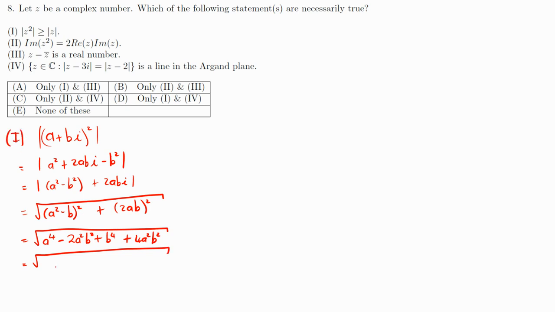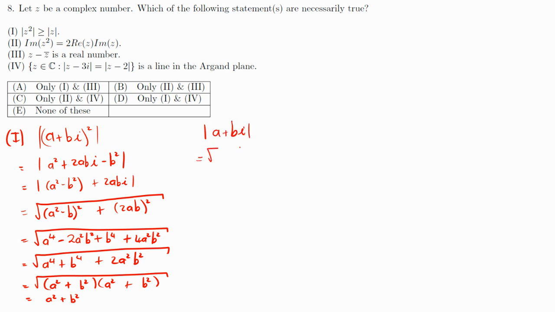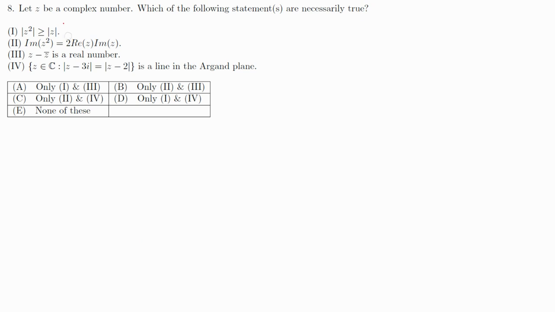So remember, this is for I. Okay, and this is a to the power 4 plus b to the power 4 plus 2a squared b squared. And if we factorize this, basically we'll only have one of these left, so a squared plus b squared. So that's for that side. And then just for the modulus of a plus bi, it would be the square root of a squared plus b squared. So this, to me, it seems like it will always be greater or equal to this. So according to me, this should be correct.